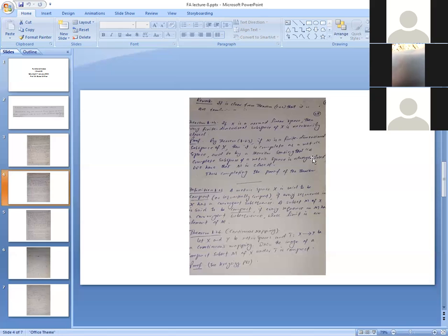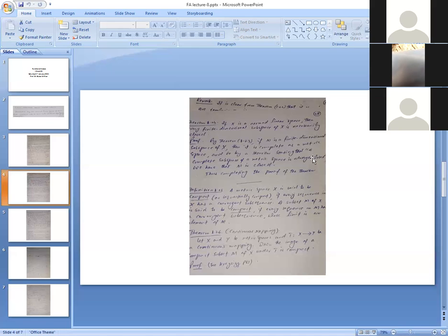A metric space is compact if every sequence has a convergent subsequence. That's it. And a subset of a metric space will be compact if every sequence has a convergent subsequence, provided that the limit of the subsequence also belongs to the subset.